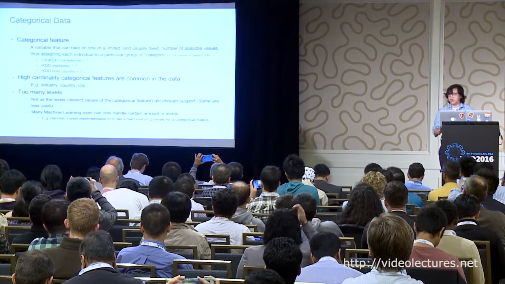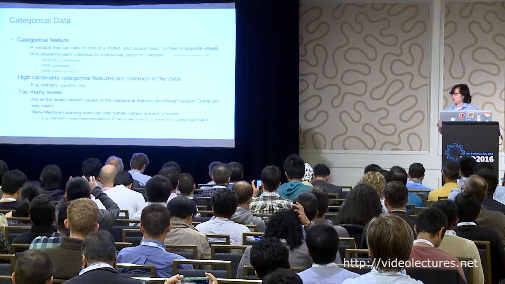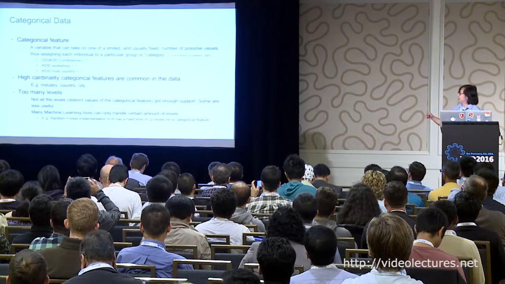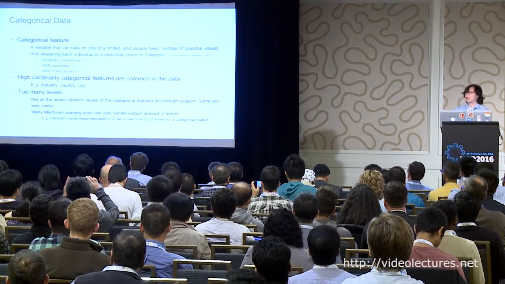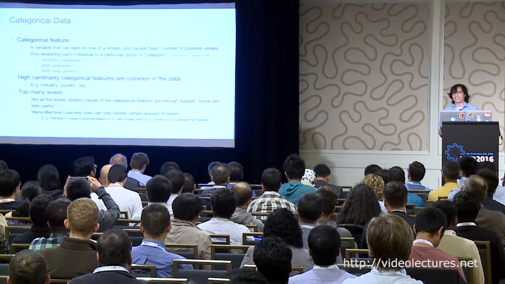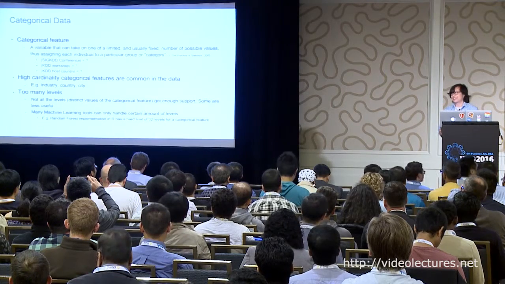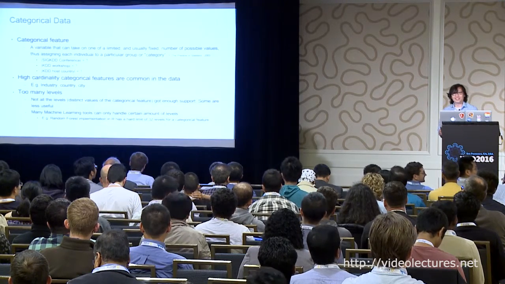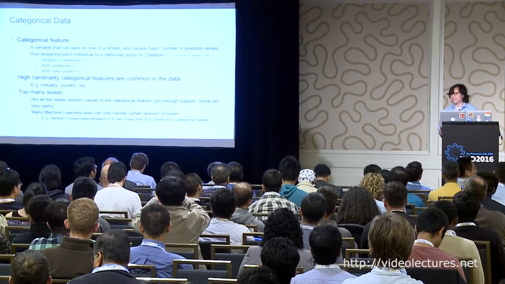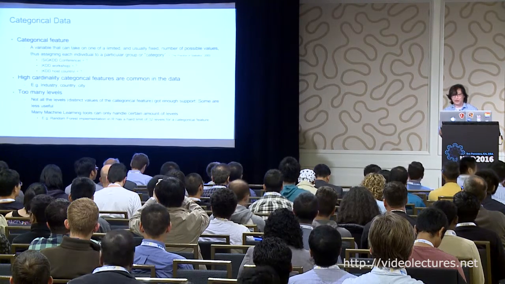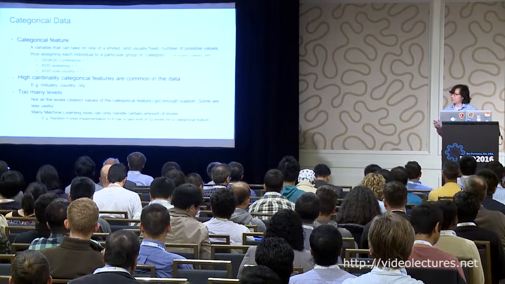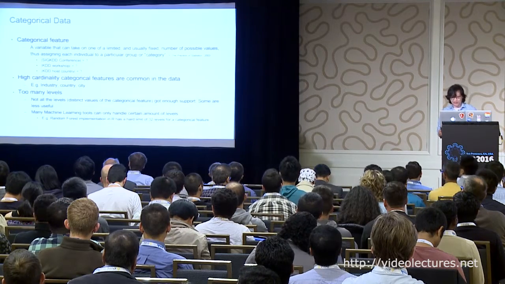Who can tell me the cardinality of the first categorical variable? The KDD conference: how many KDD conferences have been hosted in the past? Is that obvious to you? This is the 22nd KDD conference, so of course the cardinality here is 22.